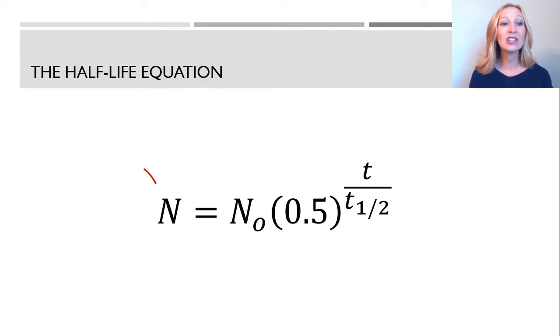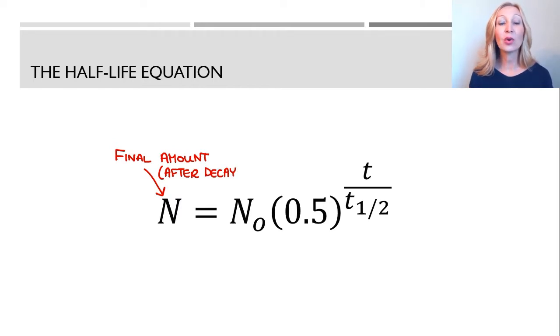N is really just the final amount. So how much do you have left? How much of this isotope do you have left after a given amount of time? So this is kind of what your resulting amount would be. So this is after the decay has taken place.